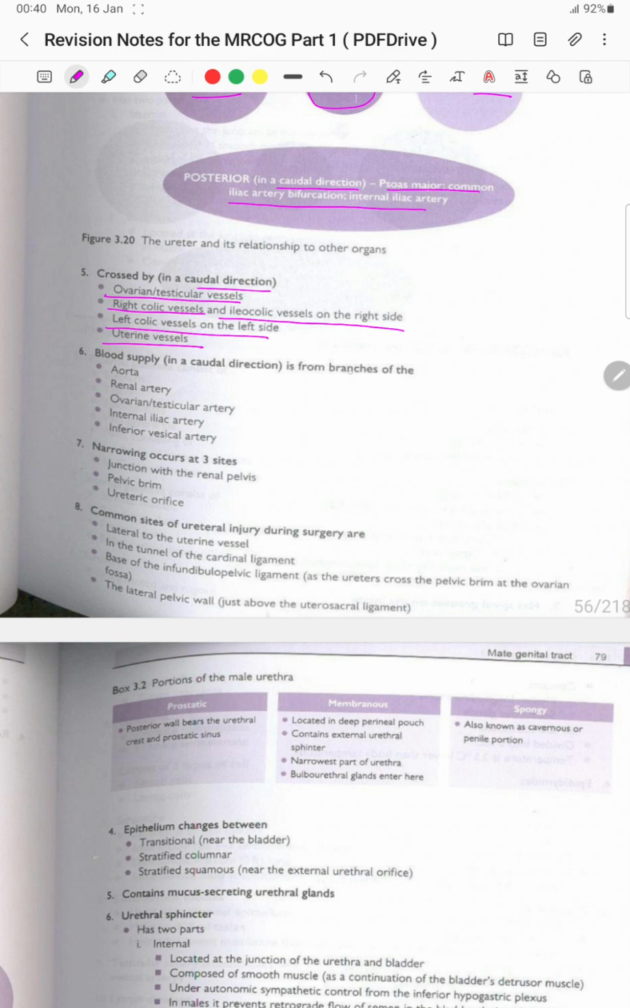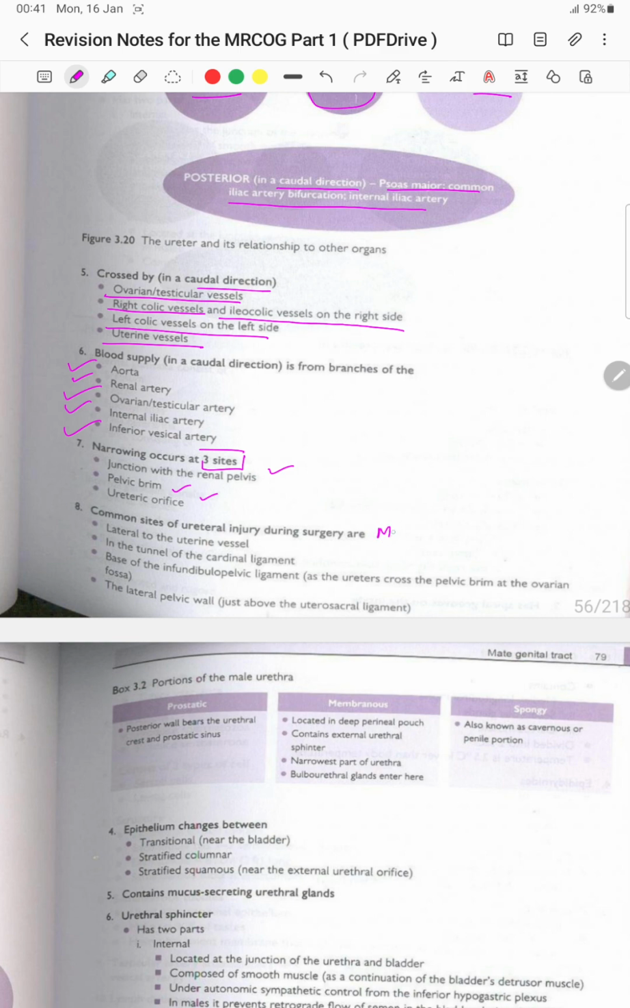What is the blood supply? It is from the branches of the aorta, the renal arteries, and the ovarian and testicular arteries, the internal iliac artery, and the inferior vesical artery. The narrowing occurs at three sites. This is very important, and it occurs at the junctions with the renal pelvis, the pelvic rim, and the ureteric orifice. The common sites of ureteral injury during surgery.